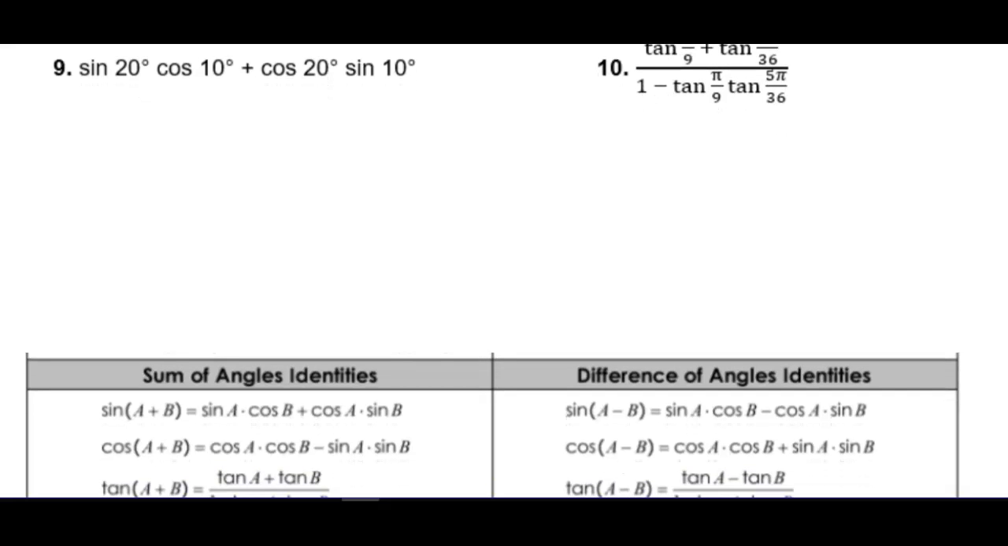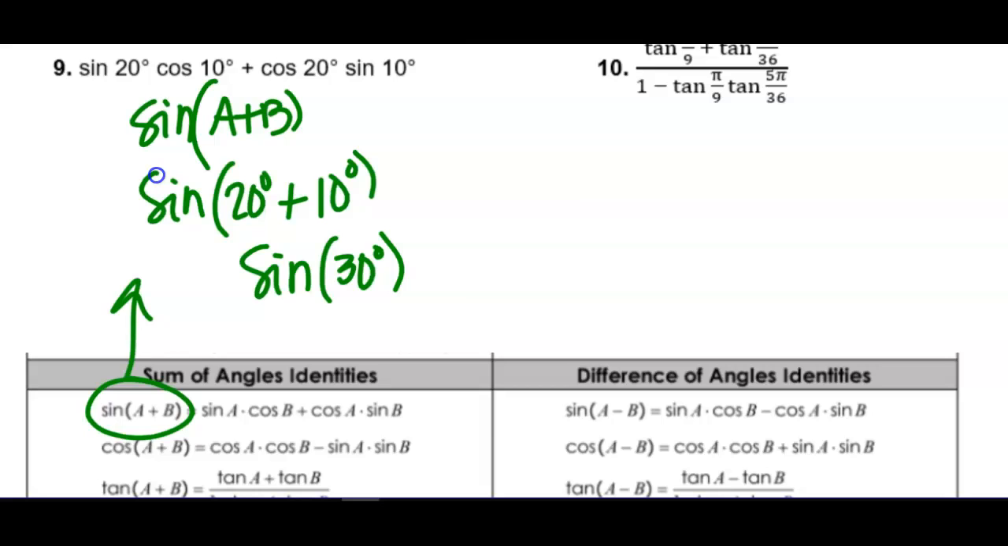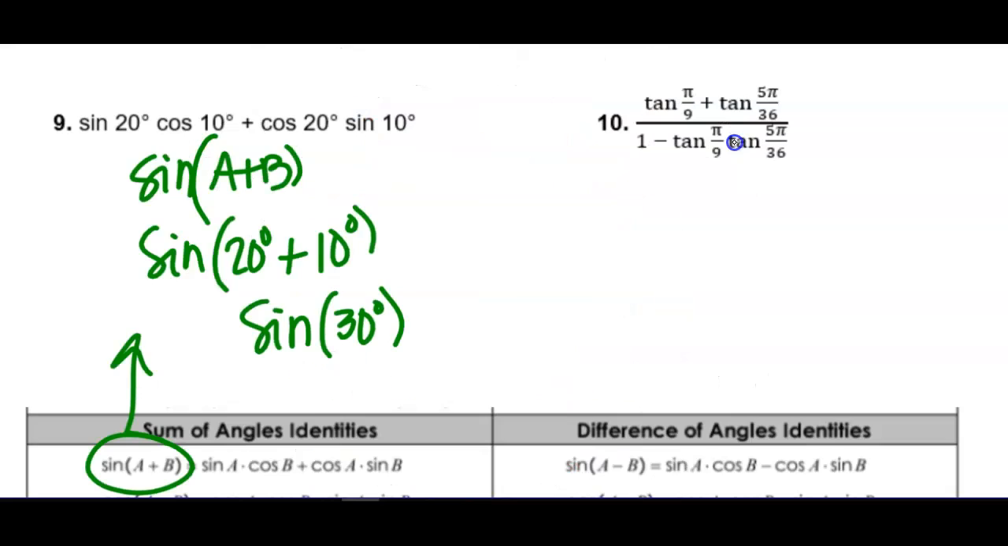All right, so a couple more here. Still in degrees for this one. This one says sine times cosine plus cosine times sine. Sine times cosine plus cosine times sine is this guy right here. So it's the sine of A plus B, where A is 20 degrees and B is 10 degrees. So we get the sine of 30 degrees, which if we go to our unit circle, the sine at 30 degrees, the y value, is 1/2. And we're golden.